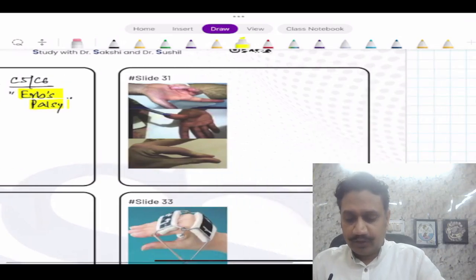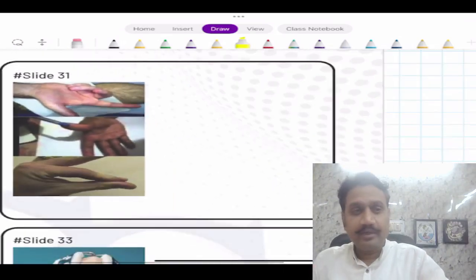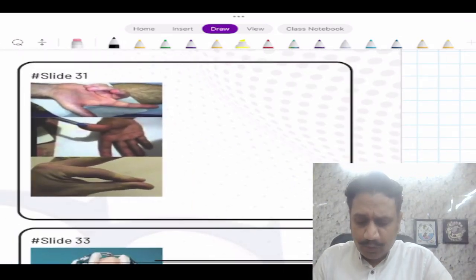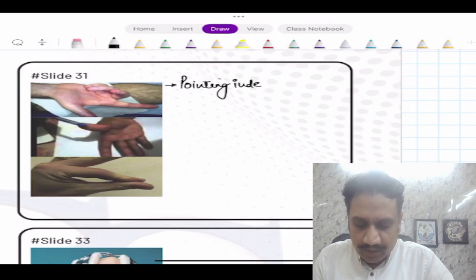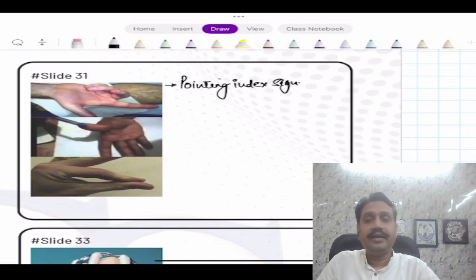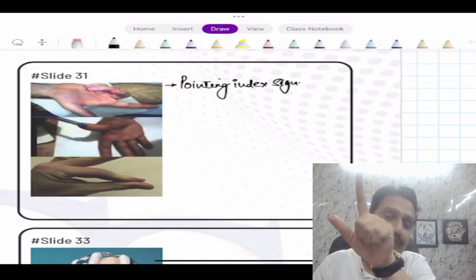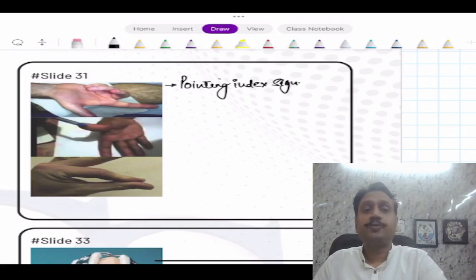Then another neural injury which can produce three typical pictures that you see on the screen. What do you see in the first image? That patient is able to flex all the other fingers, but the index is not getting flexed. This is called what? The pointing index sign, right? Ask the patient to flex all the fingers and he can't flex the index, and that is the pointing index sign.